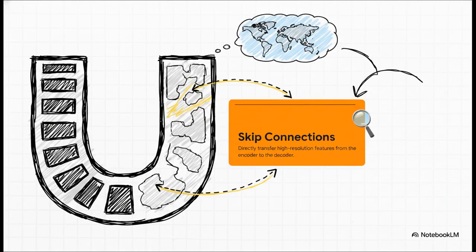To make this work flawlessly, the UNet uses something called skip connections. Imagine you're trying to redraw a highly detailed map purely from memory. You might remember the general shape of the continents. Right, that's your context. But you probably forget the jagged little coastlines. Well, skip connections act like little cheat sheets.